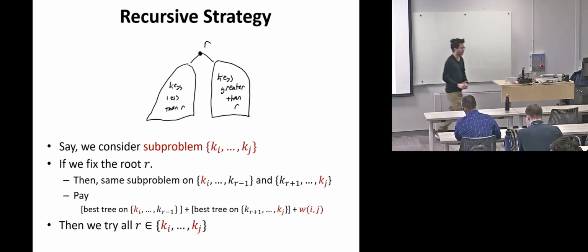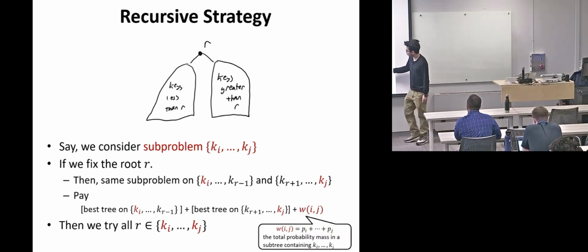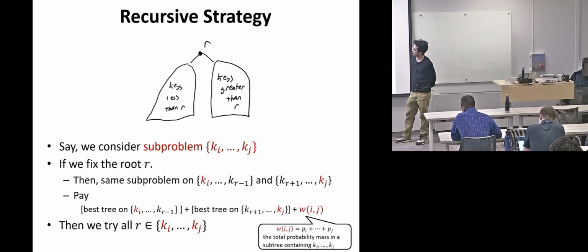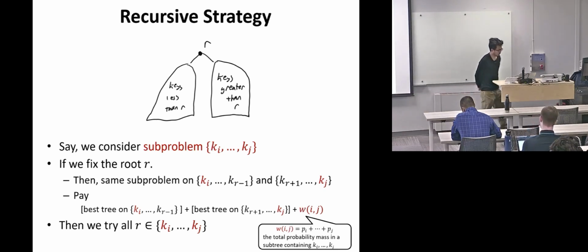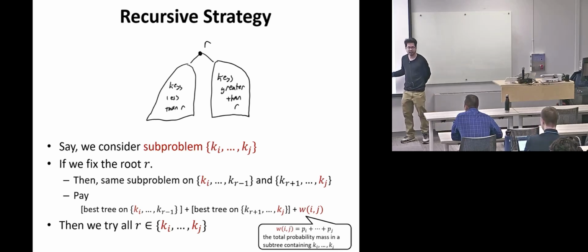What's this? It's just the total probability mass from i to j. Sum them up. Okay. And then you try for all r. Does this make sense, that you need to add this guy? Can you explain that a little bit more?